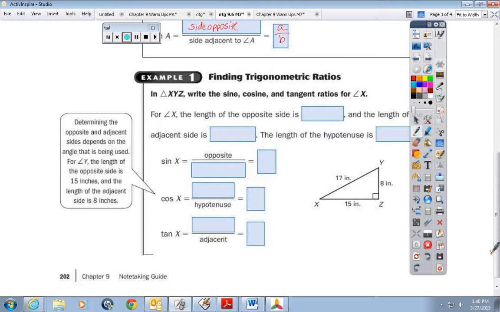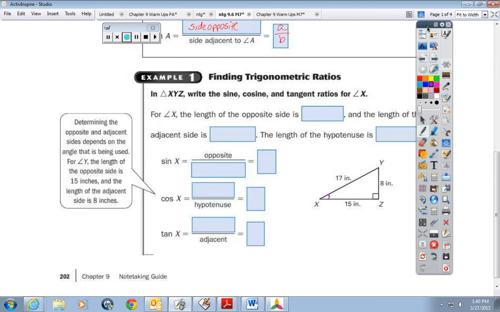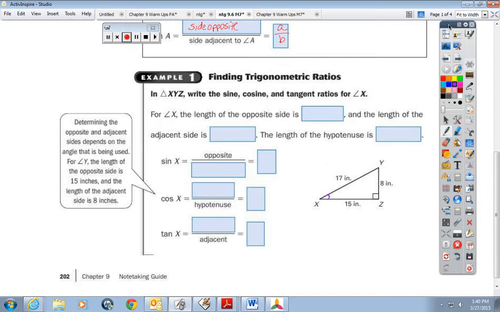Here's our triangle x, y, z. And they want us to write the sine, the cosine, and the tangent of angle x. So here's angle x right here. First of all, they want us to identify the opposite side and the adjacent side. For angle x, the opposite side is what? 8. Okay, the opposite side is 8 inches. And the adjacent side, what's the one that's right up to it? It's 15.